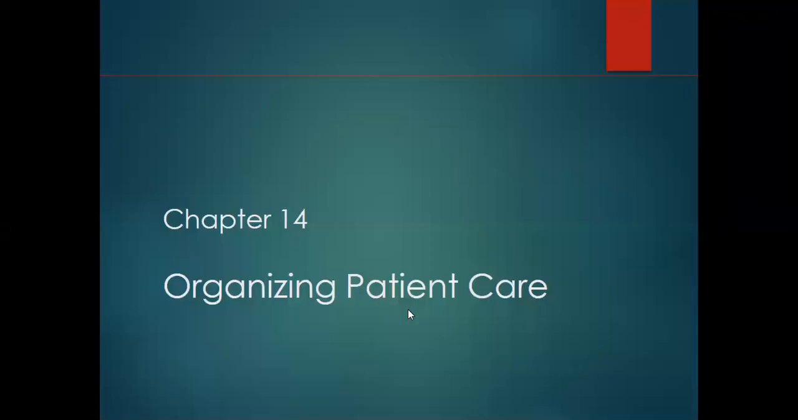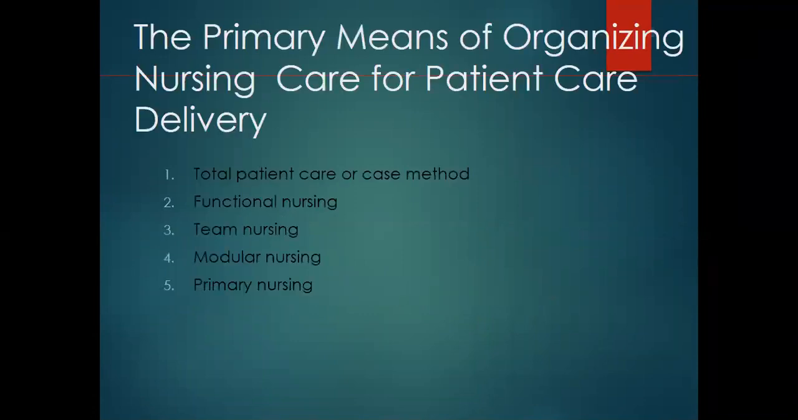Hey guys, we're going to review chapter 14, discussing organizing patient care. The primary means of organizing nursing care for patient care delivery include total patient care or case method, functional nursing, team nursing, modular nursing, and primary nursing.